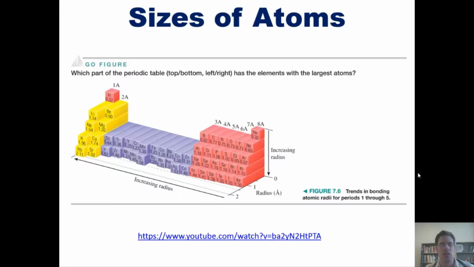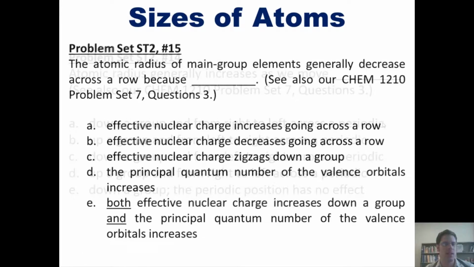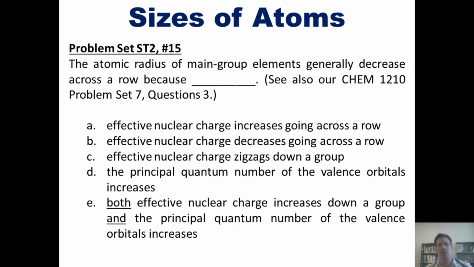That takes us then to a series of questions, beginning with this one. Atomic radius generally increases as we move where? Now, I'm not going to answer this for you, but we'll let you think about it on your own. Next, the atomic radius of main group elements generally decreases across a row because of what reason? And once again, I'm not going to answer this for you, but you should know the answer based on the material that I just presented.